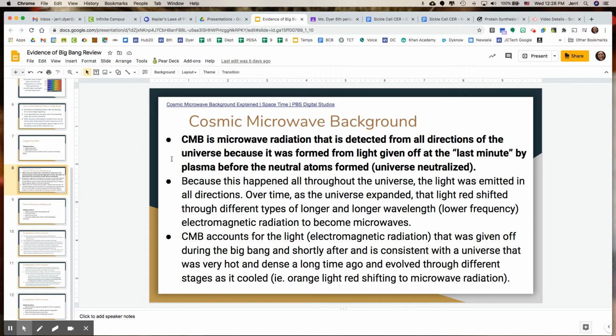So, cosmic microwave background accounts for the light or the electromagnetic radiation that was given off during the Big Bang and shortly after. And it is consistent with the idea that the universe was very hot and very dense a very long time ago, and that the universe has changed over time through different stages as it cooled. And so that's the idea of the orange light redshifting all the way to microwave radiation as the universe continued to expand.